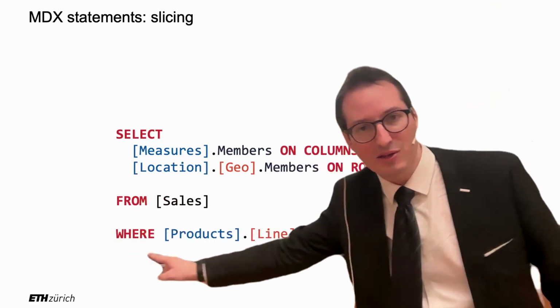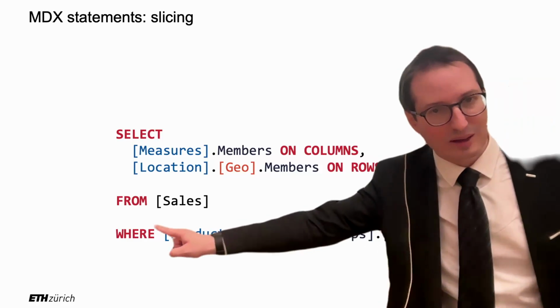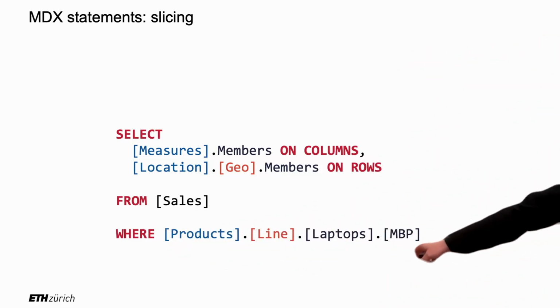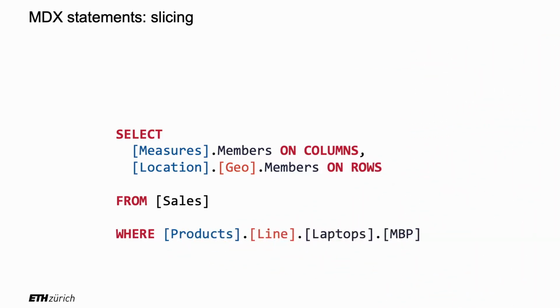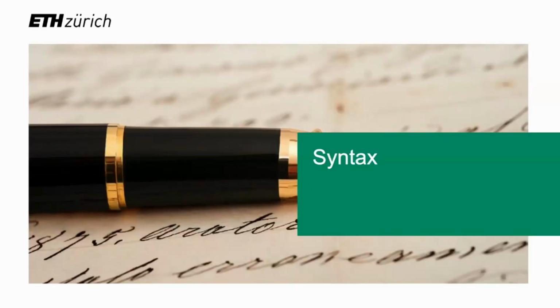This is how you slice. You would just add a where clause. Also in MDX, that's a where clause. And here you slice, for example, on the sales of MacBook Pros, as an example. Just so you see how it looks like. There is a language called MDX, and it's able to dice and slice and aggregate and so on. And cosmetically, it starts by looking like SQL. This is it. Don't learn MDX.